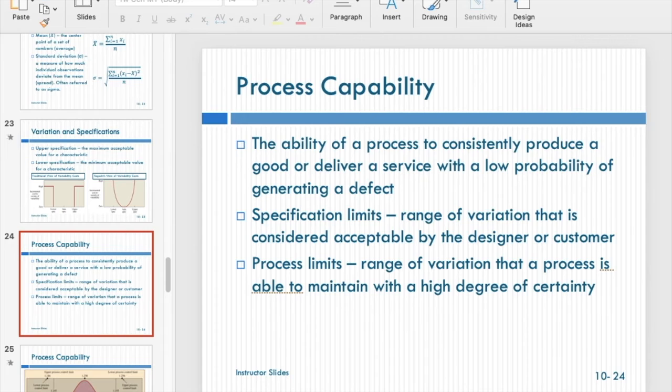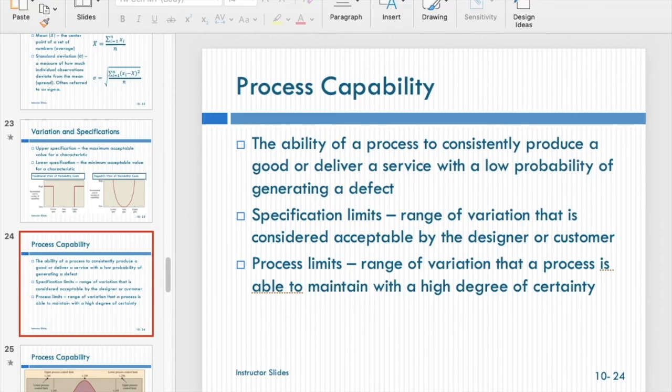All right, but here we actually have another limit, which is called the process limit. You guys have to clearly understand the difference between specification limit and process limit. Let me give you some sense of what a process limit is. The process limit is a range of variation that a process is able to maintain with a high degree of certainty. But the core idea is that the process limit is not designed by your manager or by the customer. It is based on the real production process.